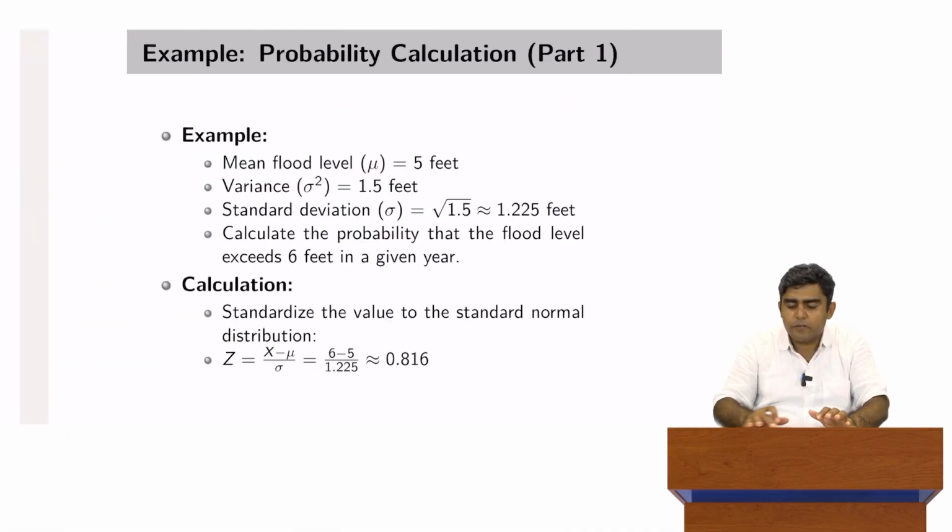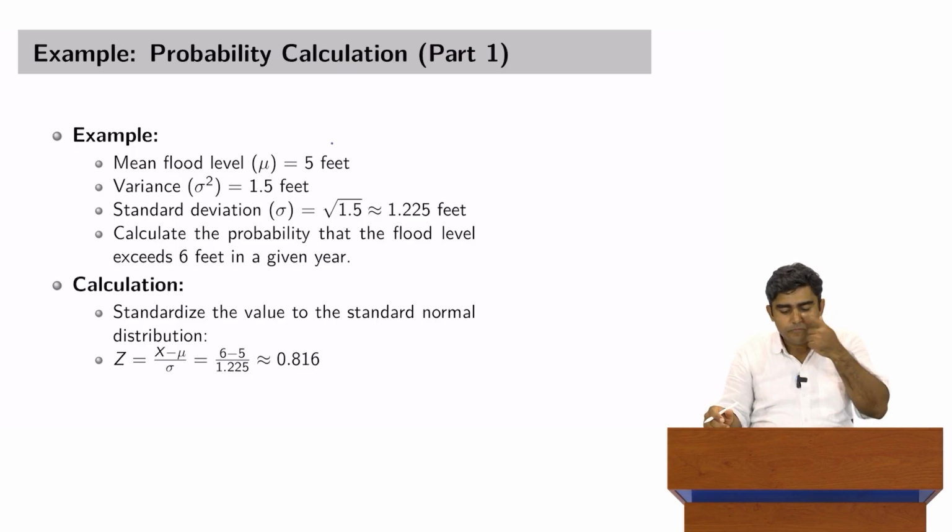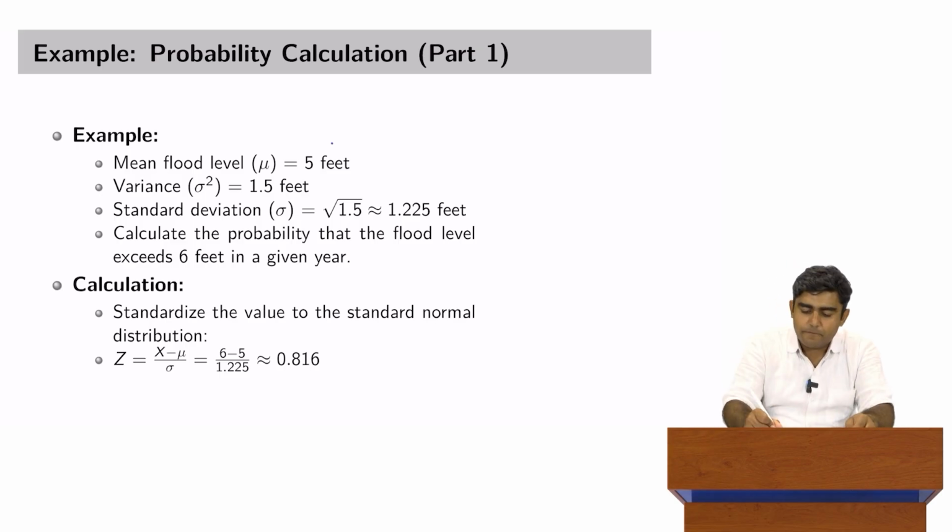And this would be used very frequently whenever we talk about calculations around normal distribution. Now let us try to understand this with the help of an example. Let us consider a mean flood level of 5 feet and its variance is 1.5 feet.